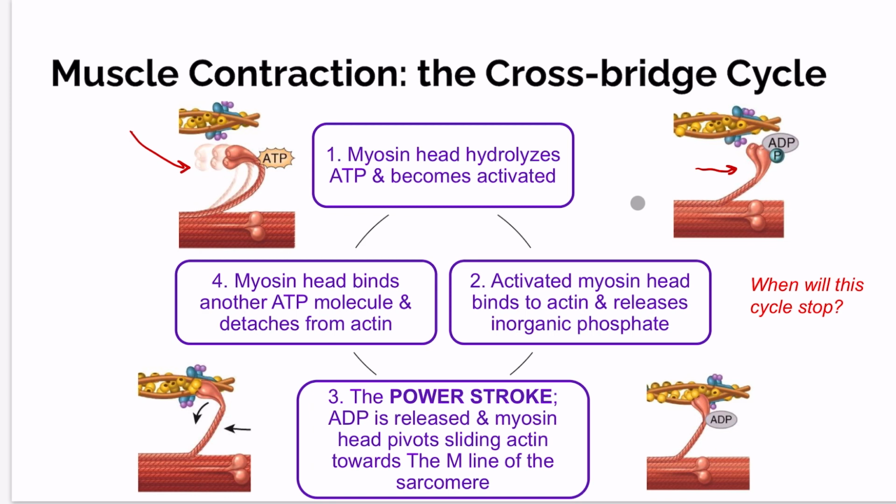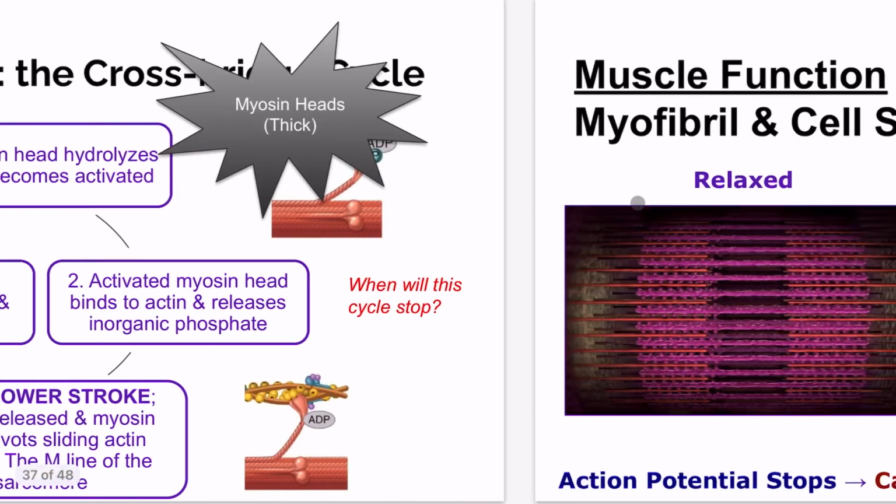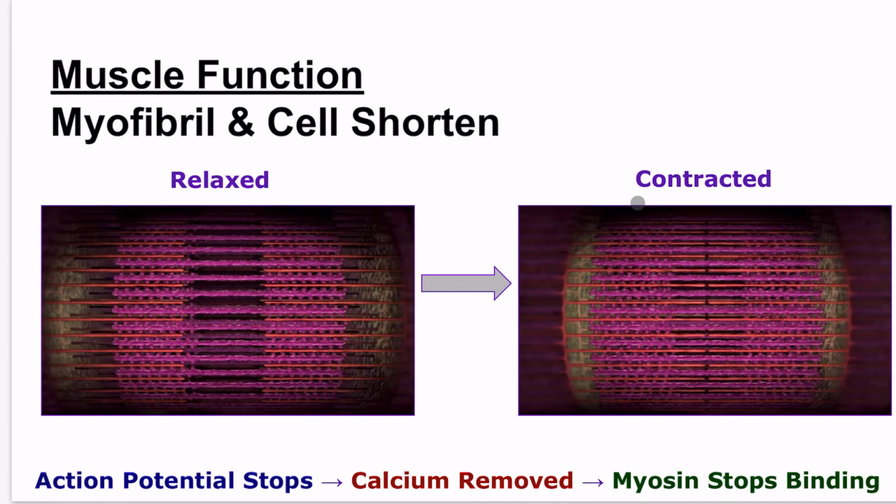And then when it does form the cross bridge, the phosphate leaves. And that's what allows for this power stroke to occur. So this stays connected until there is a new ATP molecule to allow it to be released to relax. So here we have a picture of a relaxed sarcomere, and on the right we have a contracted sarcomere.